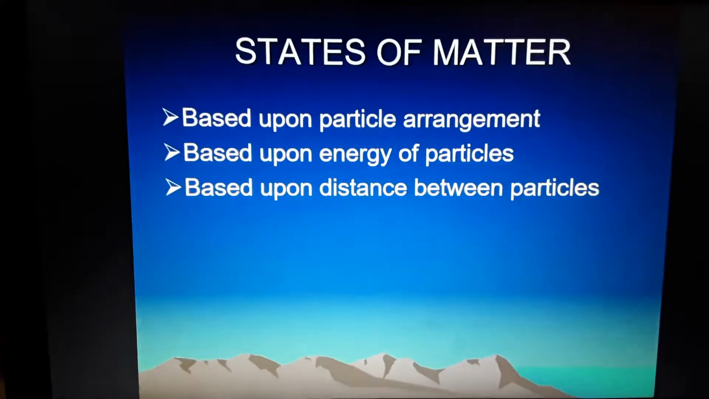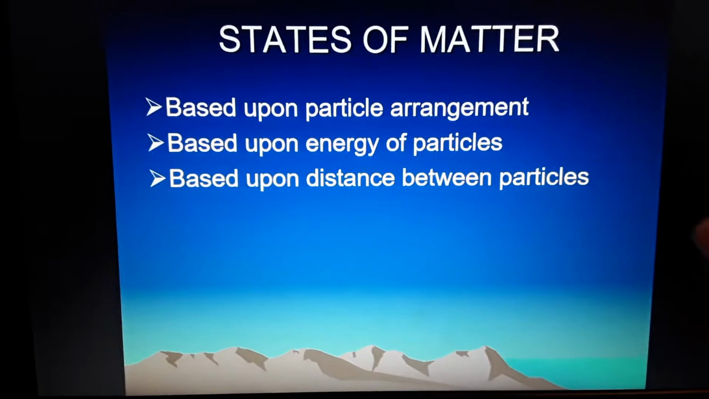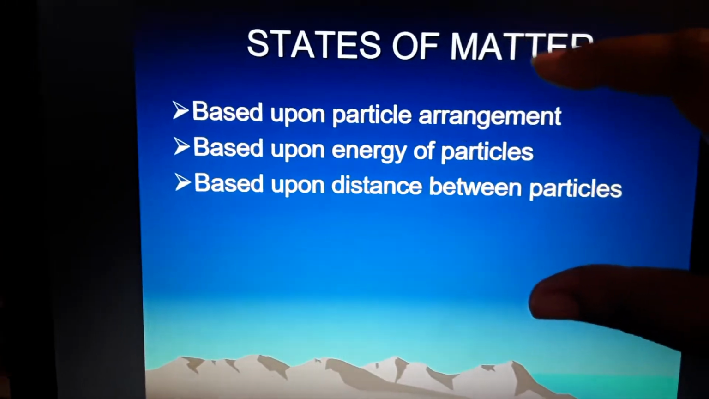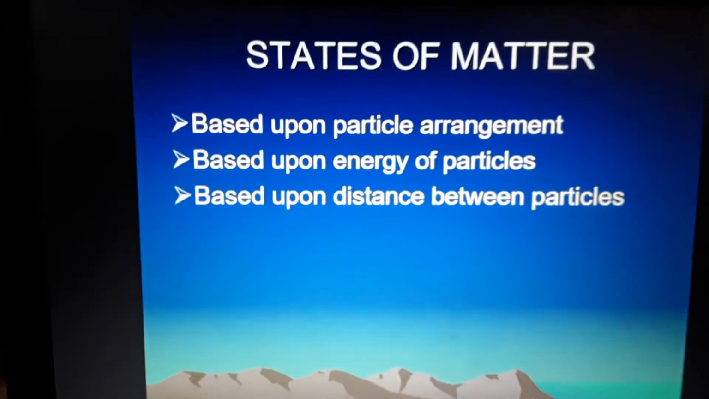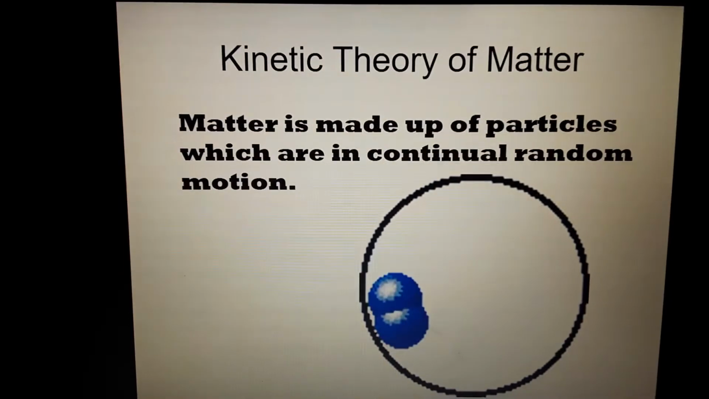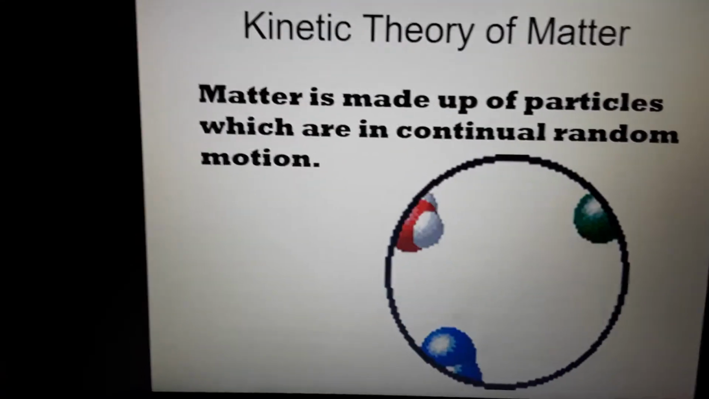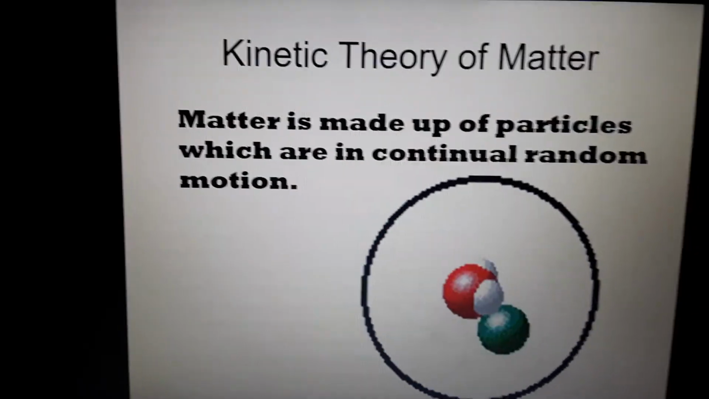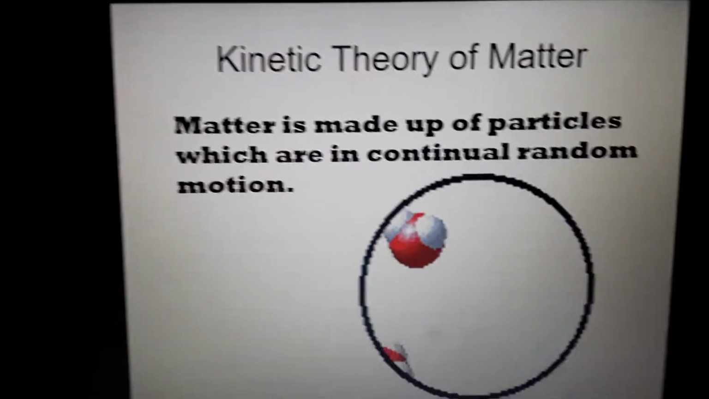Remember when we talk matter, matter is based on particle arrangement, the energy of the particle, and the distance between the particles. Now, that's the three areas they're going to look at when they're testing you on these different things related to matter. According to the kinetic theory of matter, matter is made up of particles in continual random motion. So that's another thing to think about when you're thinking about matter: the movements of the particles.